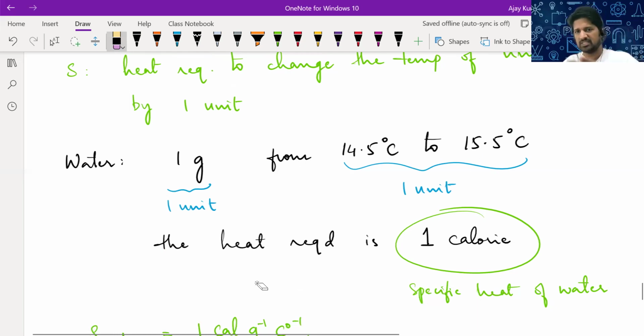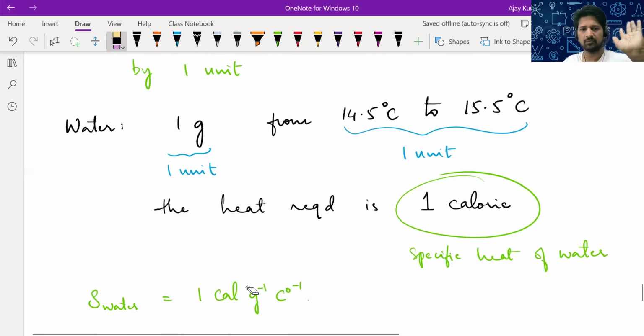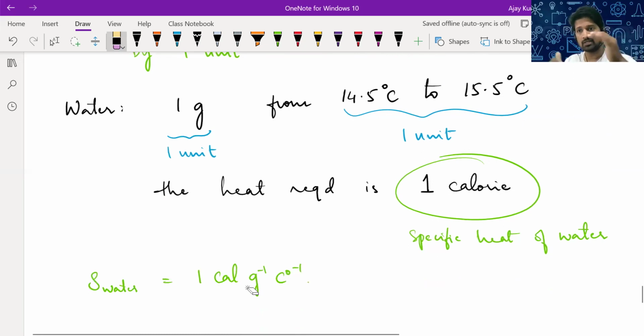As long as water remains as water, you can use specific heat as 1 calorie per gram per Celsius degree. But water can change into other states also. It can convert to ice, it can convert to steam. In ice form, the specific heat will be significantly different. In steam form, the specific heat will be significantly different. So to summarize, unless otherwise specified in the question, you'll assume specific heat is fixed for a certain state of that material.